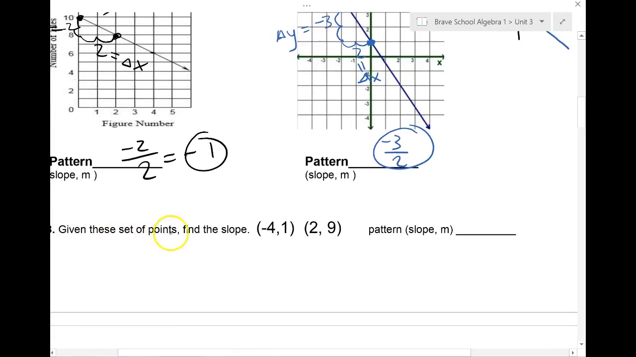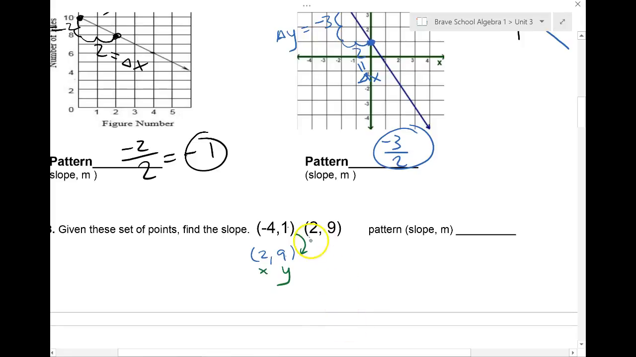Now, given this set of points, find the slope. So what you're going to do with 2 points is you're going to take one of the points and put it underneath the other. So I'm going to take this one and put it right here. And now, what you want to do is find the change in the y. Well, remember, the y is the one on the right. The x is the one on the left. So the change in y, we're going from 1 to 9. And that's a positive change.